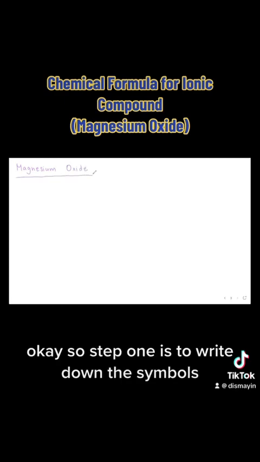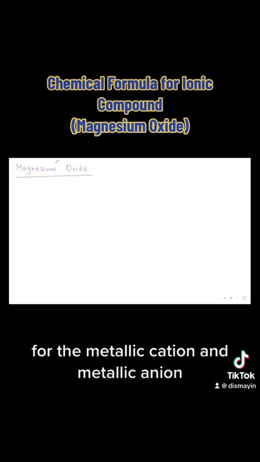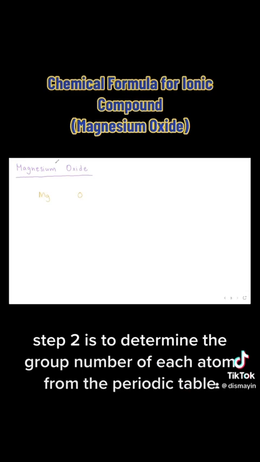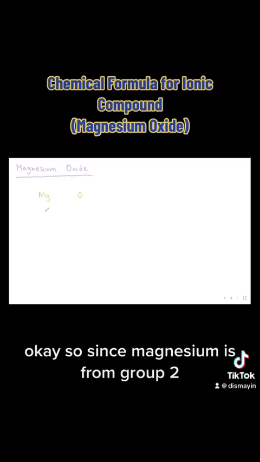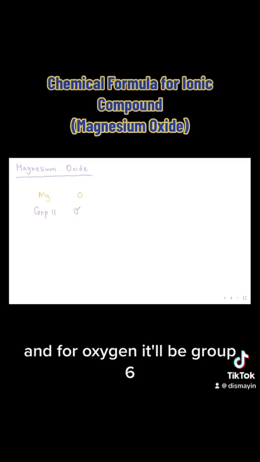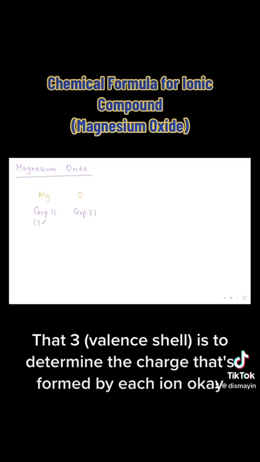Step 1 is to write down the symbols for the metallic cation and the non-metallic anion. So the magnesium is here and oxygen is here. Step 2 is to determine the group number of each atom from the periodic table. Since magnesium is from group 2, and for oxygen it would be group 6. Step 3 is to determine the charge that's formed by each ion.